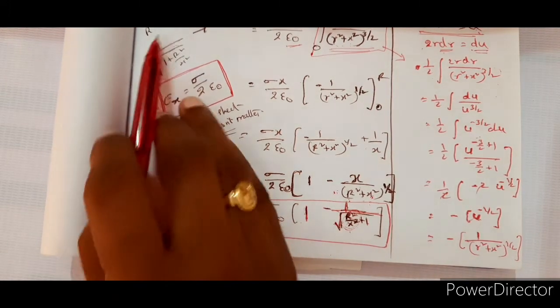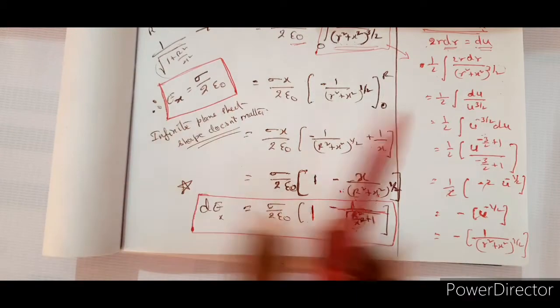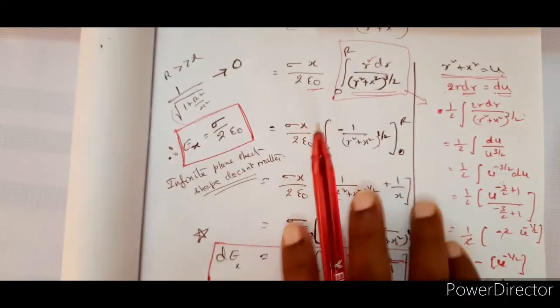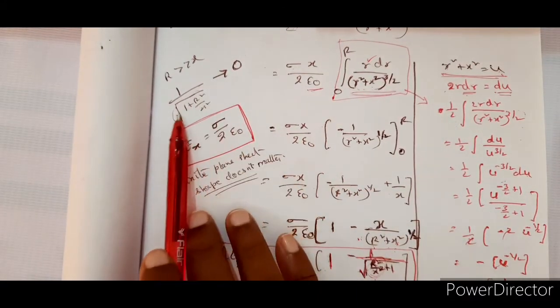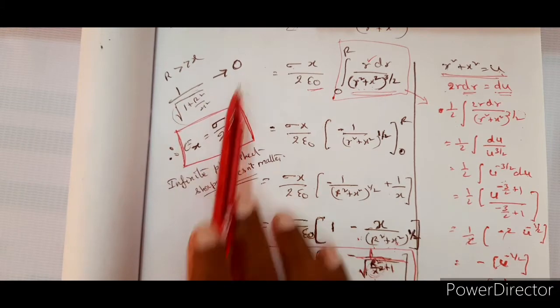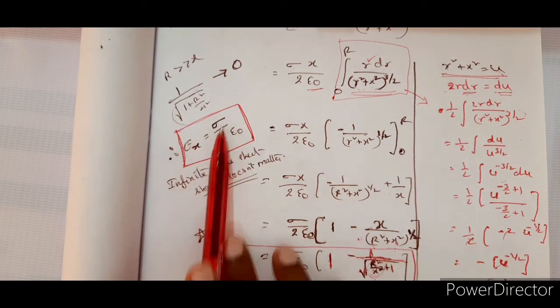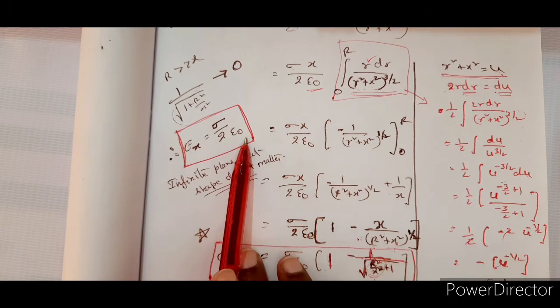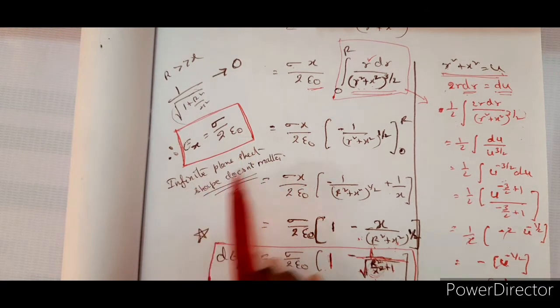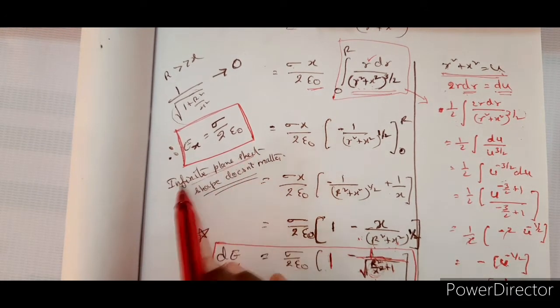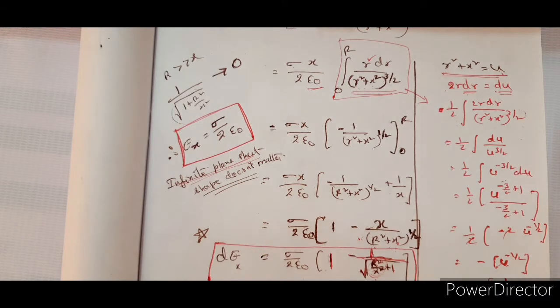So that is what we are saying here. When r is far greater than x, you have this value tending to 0. Therefore, Ex is equal to sigma by 2 epsilon naught. Right? So now, the infinite plane sheet. This is something like an infinite plane sheet.